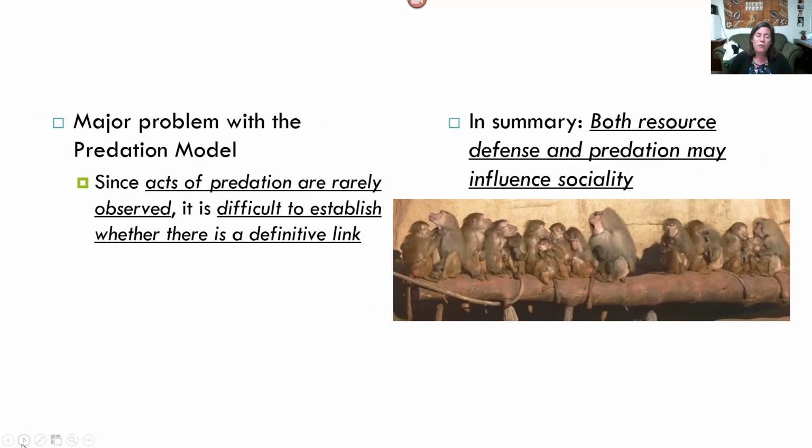There's one really big problem with this predation model, and that is that acts of predation are rarely observed. So it's very difficult to establish whether or not there is a definitive link between predation and grouping patterns. In sum, both resource defense and predation may influence sociality.